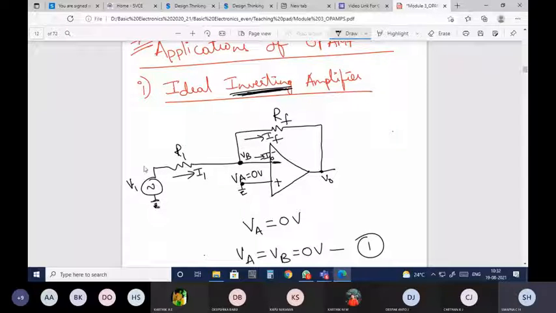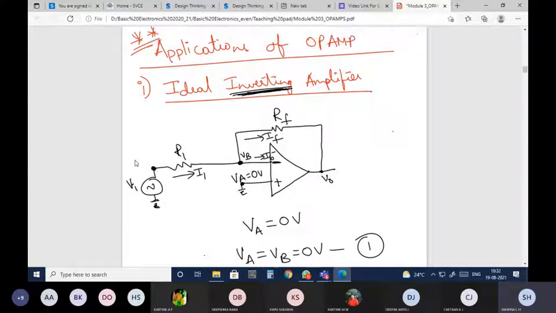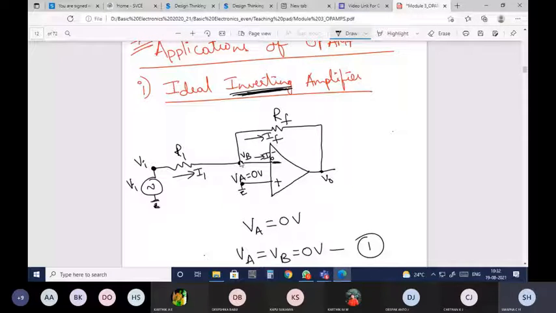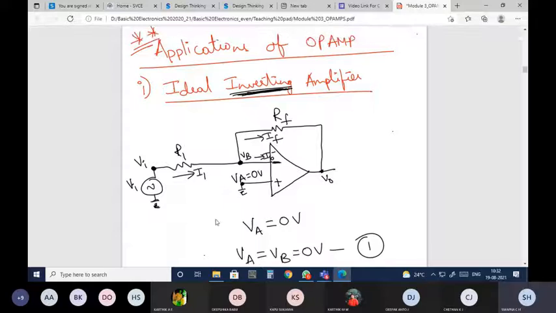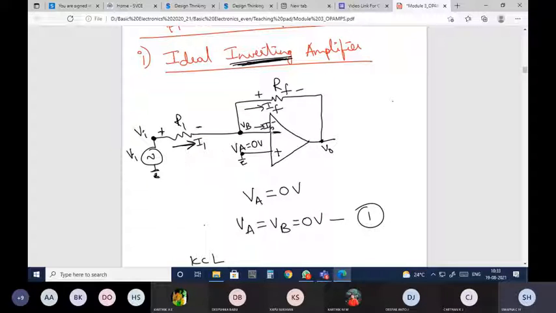So with respect to this ground point, you know what will be the voltage here. This voltage is nothing but VI, and this voltage is nothing but VB, and this voltage is nothing but V0. Okay, so now what I need to do, I need to find the current I1, current IF in terms of node voltages. So current is flowing in this direction, so this terminal will be positive and this will be negative. Entry will be considered as negative and exit will be considered as positive. In the same way, current is flowing in this direction, so this will be positive and this will be negative.